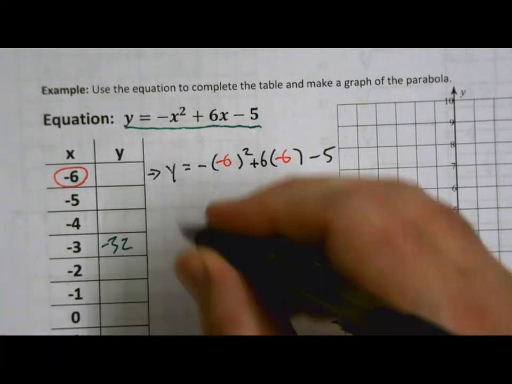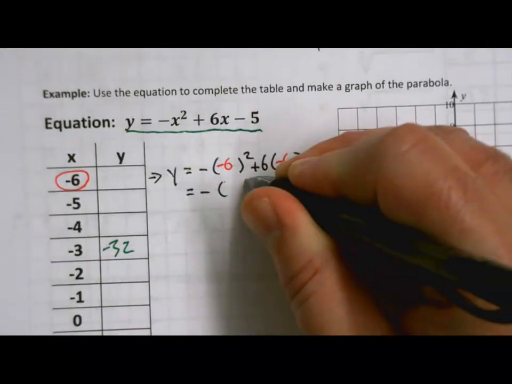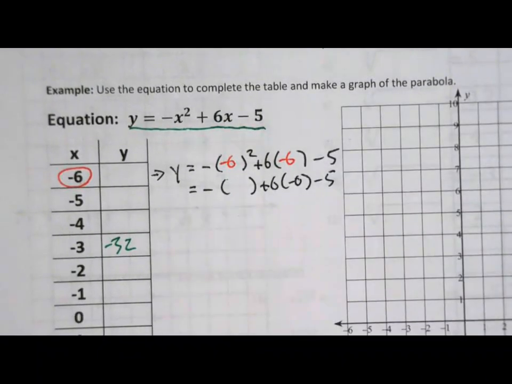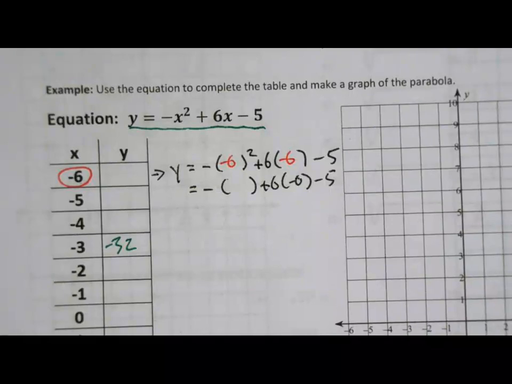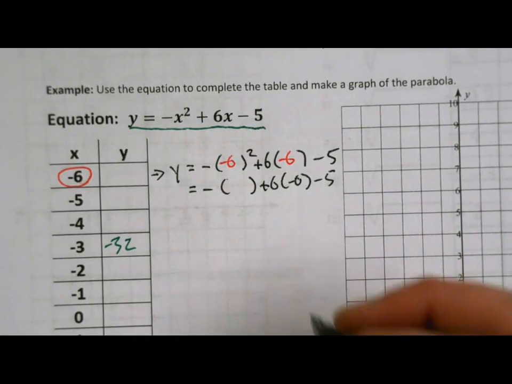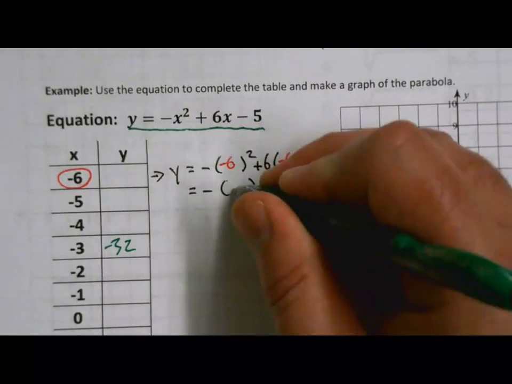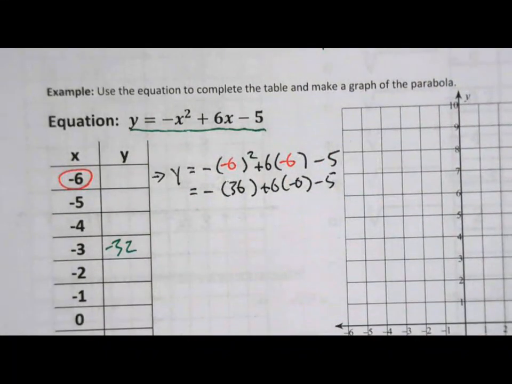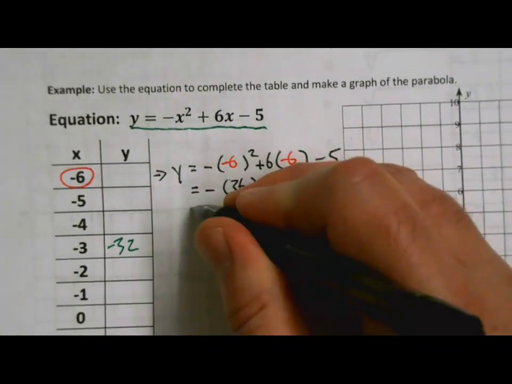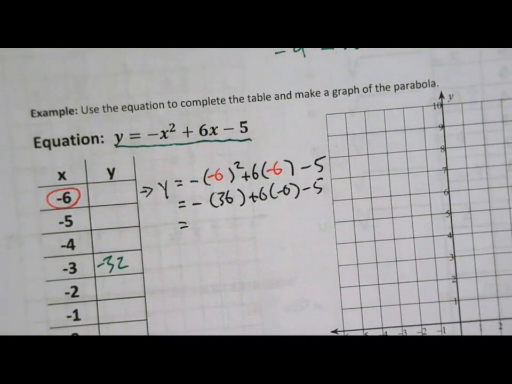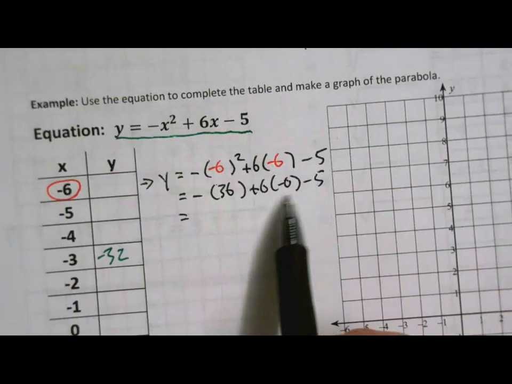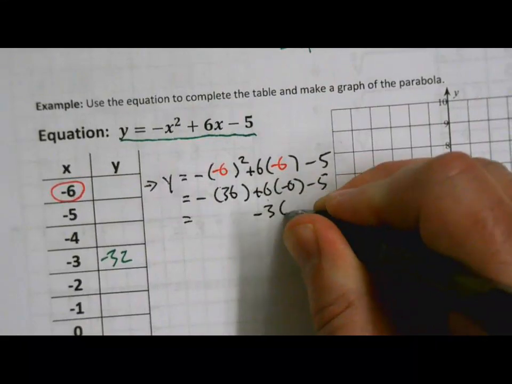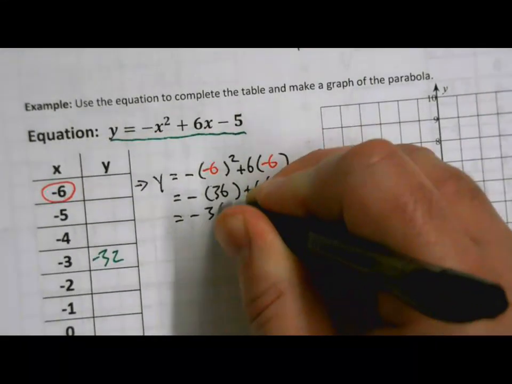So let's do this. The negative is going to stay. I'm going to do that square first. So what do I get when I square -6? -6 times -6 would be +36. All right, and then when we did this before, we multiplied next. 6 times -6 is -36. I'm going to go ahead and drop my parentheses out here. They're not really doing anything.